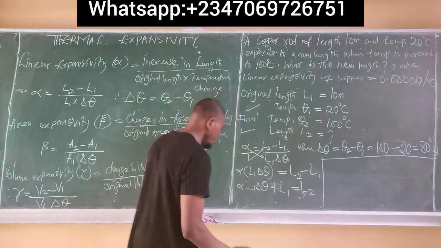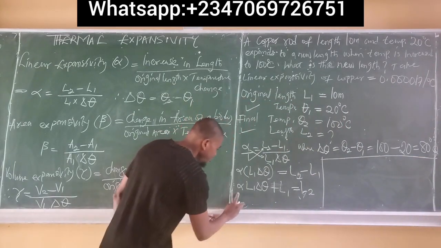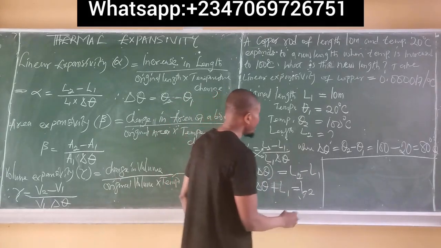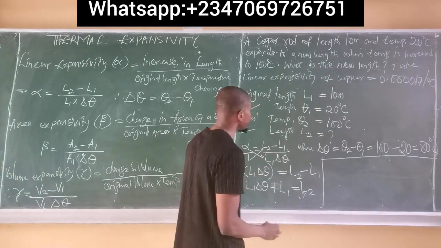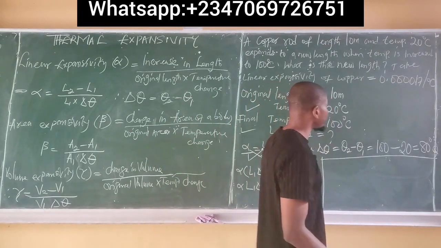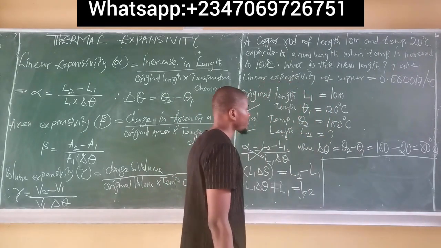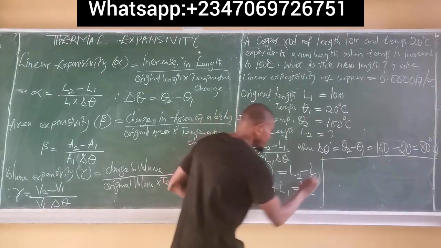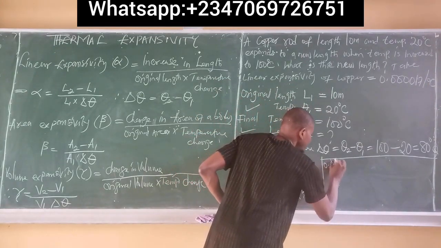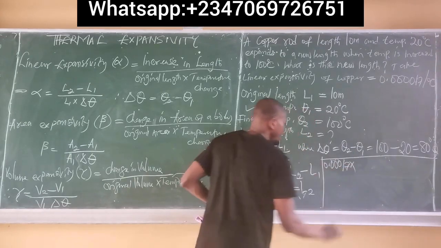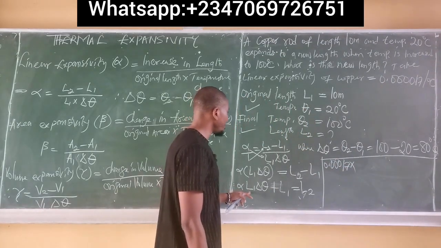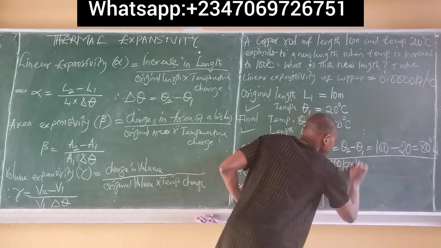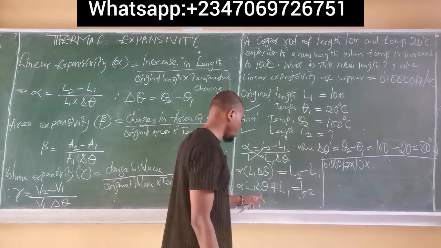So we've already made L2 subject. This now implies that alpha, being the thermal expansivity, was given in the question as 0.000017. So take thermal linear expansivity of copper to be 0.000017. So in place of alpha, it becomes 0.000017 multiplied by L1, which is the initial length, and the initial length was given as 10 meters. So multiply by 10, multiply by change in theta.